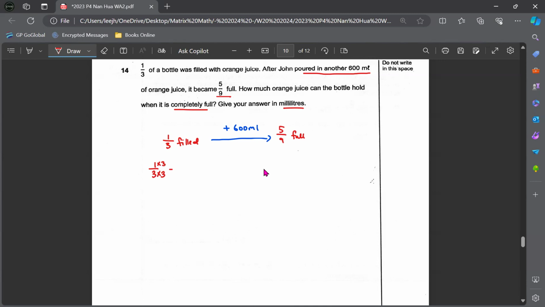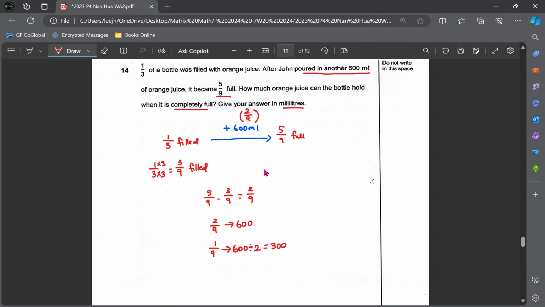So we have to change 1/3 to a denominator of 9, times 3. So this will become 3 over 9 filled. At first, it was 3/9 filled. So after adding 600 ml, it became 5/9. So the difference is 5/9 minus 3/9, 2/9, which means 2/9 represents a value of 600. I'm not going to write the unit down yet. So look for 1/9, which is 600, divide by 2, 300.